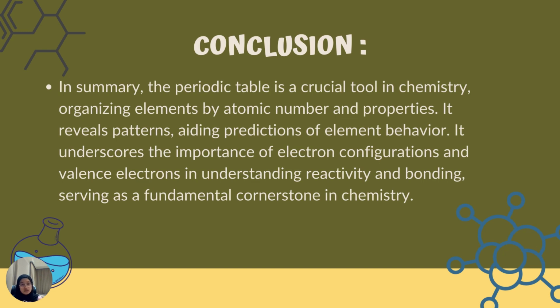So, in conclusion, the periodic table is a crucial tool in chemistry, organizing elements by atomic number and properties. It reveals patterns, aiding in predictions of element behavior. It underscores the importance of electron configurations and valence electrons in understanding reactivity and bonding, serving as a fundamental cornerstone in chemistry.